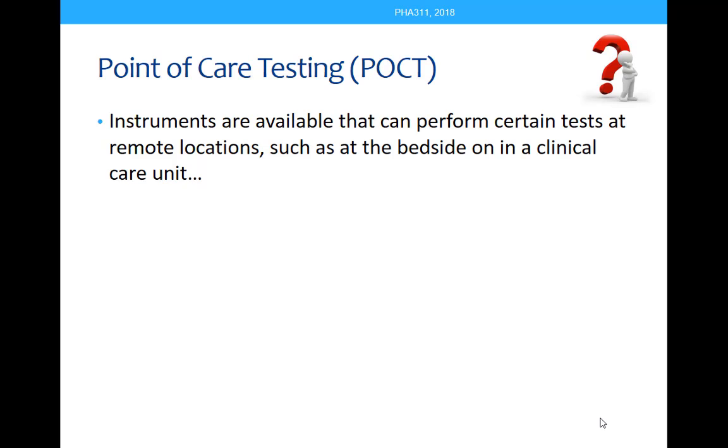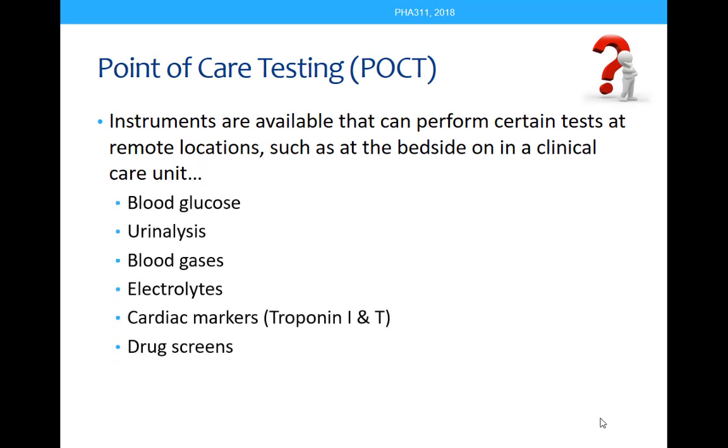Oxygen saturation, yeah. So all these tests are basically: blood glucose, urinalysis with the dipsticks, blood gases in the emergency room, because you don't have time to take the sample. So you should have the analyzer there. You can do blood gas analysis there. Electrolytes, cardiac markers. If somebody is having a myocardial infarction, you should be able to do it there and then, so that the treatment can be monitored and changed accordingly. Sometimes drug screens, if somebody is having a drug poisoning. Okay.